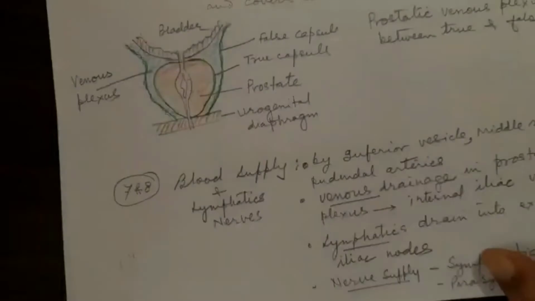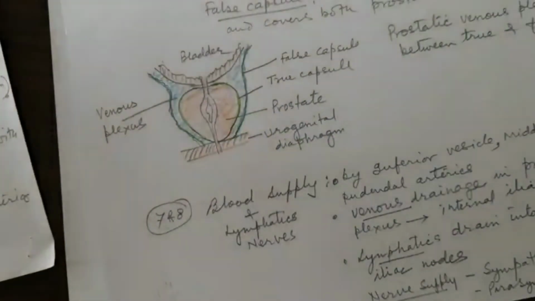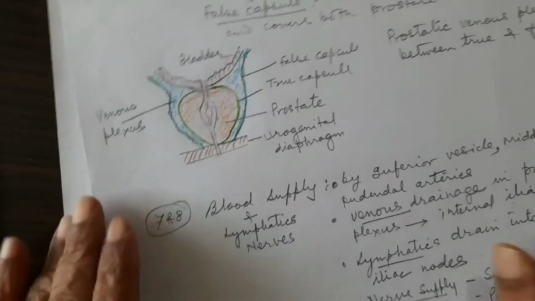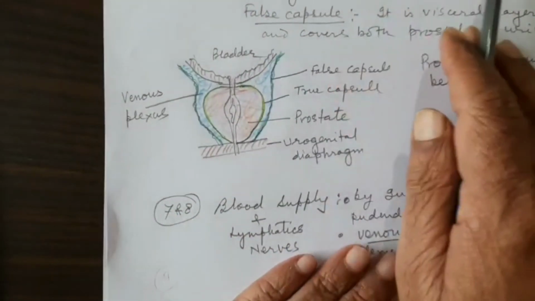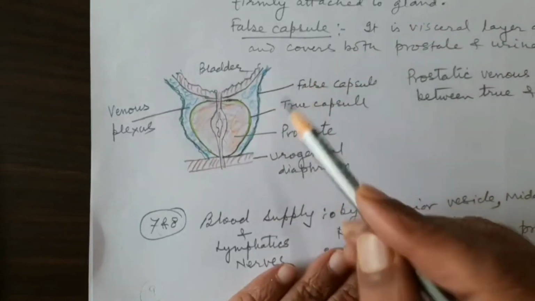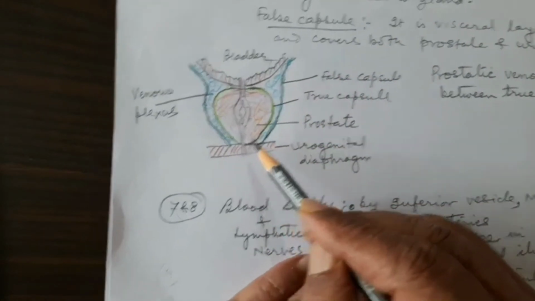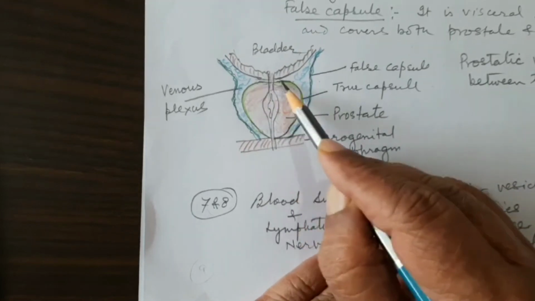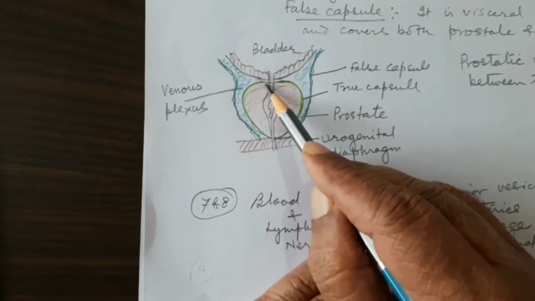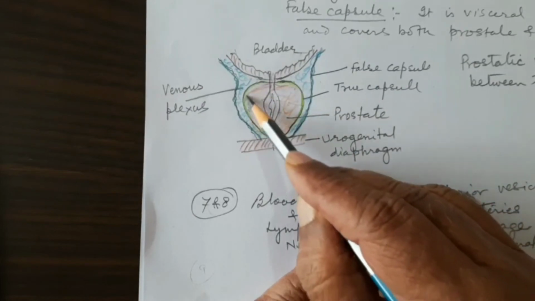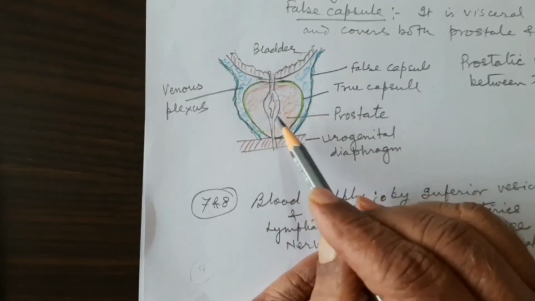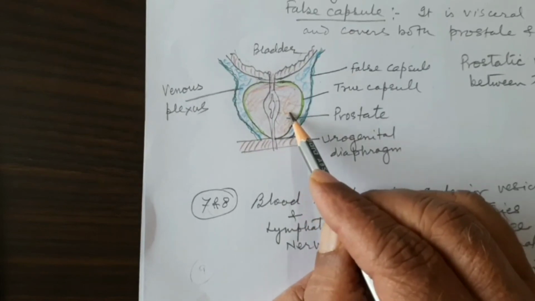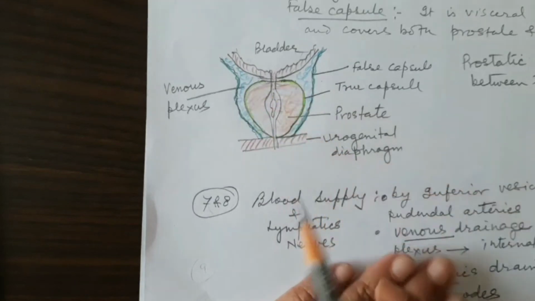Let us come to the capsules of the gland. The capsule of the prostate is divided into two different capsules. A true capsule: this is the prostate gland, and here is a capsule which is tough, made up of collagen fibers, and this is very firmly attached to the deeper substance of the prostatic gland. This is called the true capsule, which cannot be separated from the prostate.